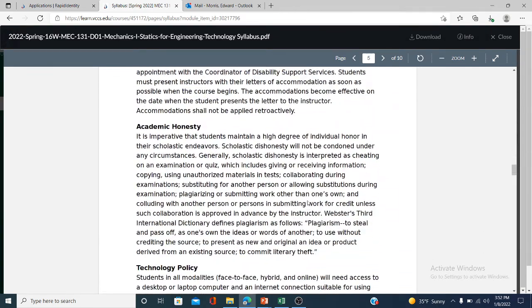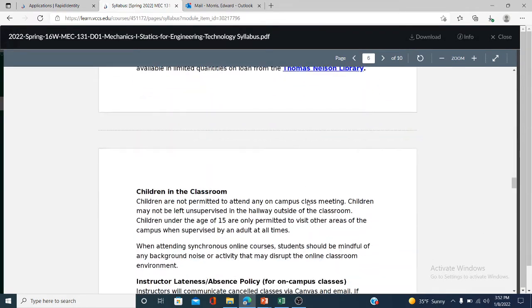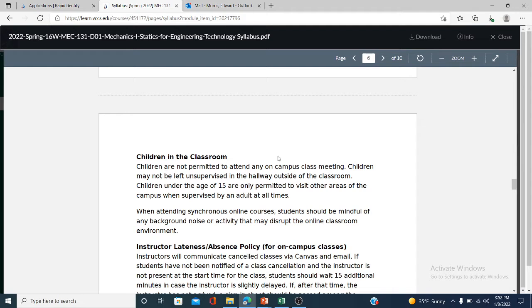Please read over all the college policies here. I'm not going to read all this to you, but obviously we don't have to worry about children in the classroom, but I am going to have some help sessions periodically. And if I do, I love children, but please mute your computer, or perhaps just have them be quiet for just a little while as we get through the lecture, just to respect everybody here, both your classmates and your professor.